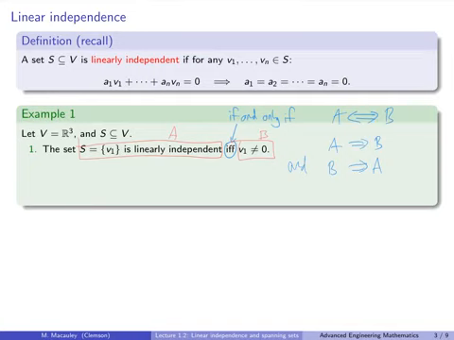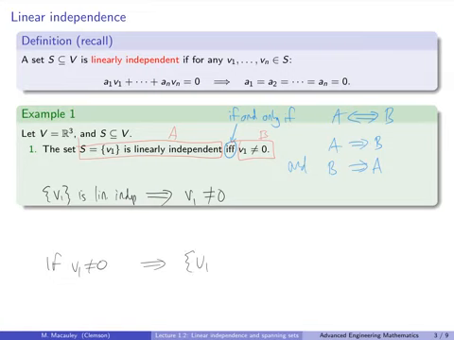So what does it mean when I say this set is independent if and only if v1 is non-zero? Well, that means if this single set is independent, so if v1 is linearly independent, then v1 is non-zero, and conversely, if v1 is non-zero, then this set containing just v1 is linearly independent. And without writing much down, let's verify why this is true.